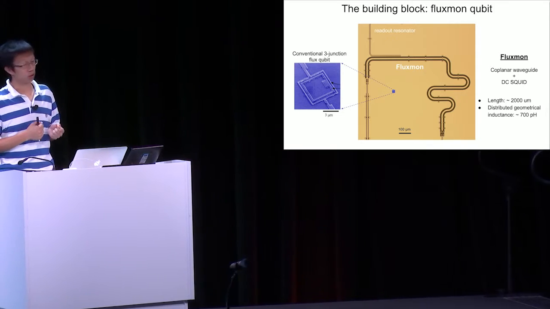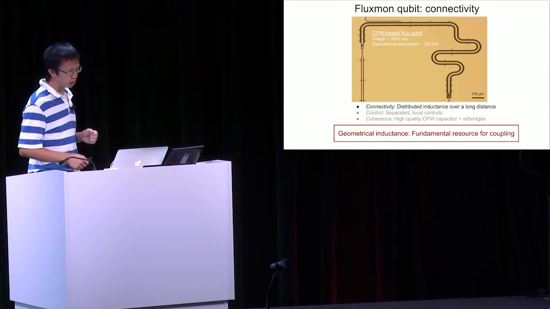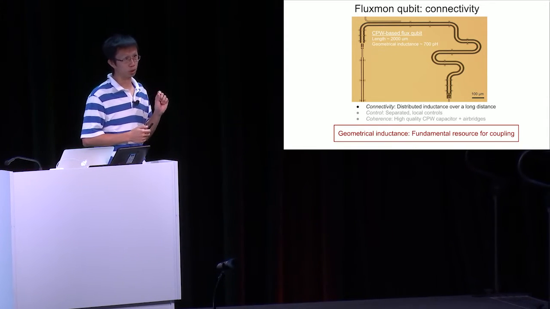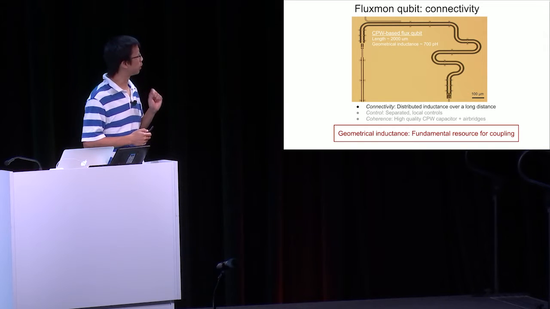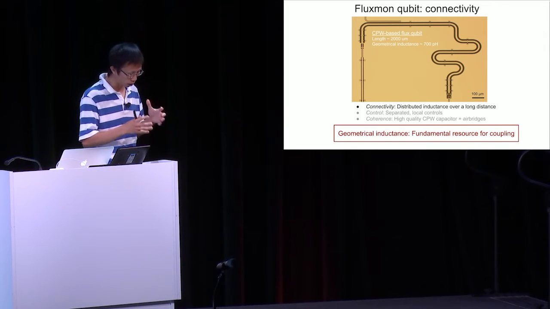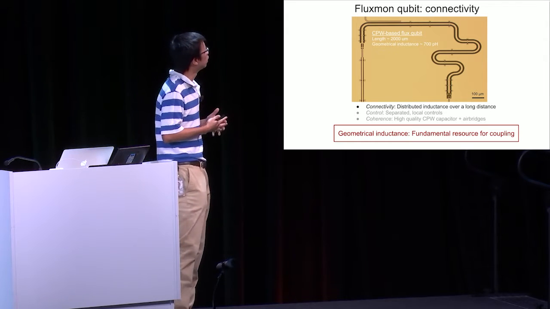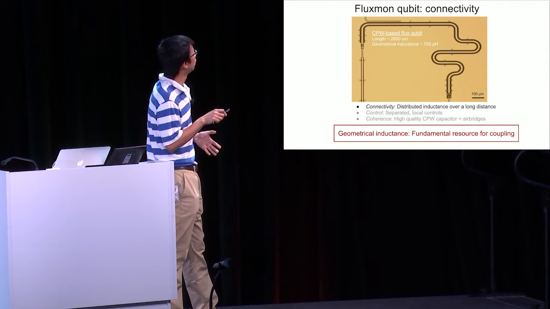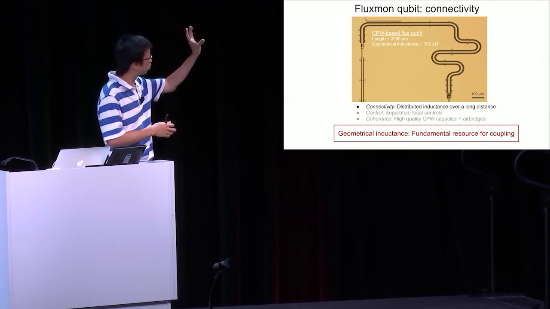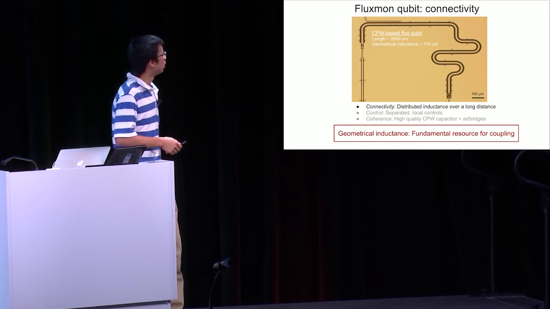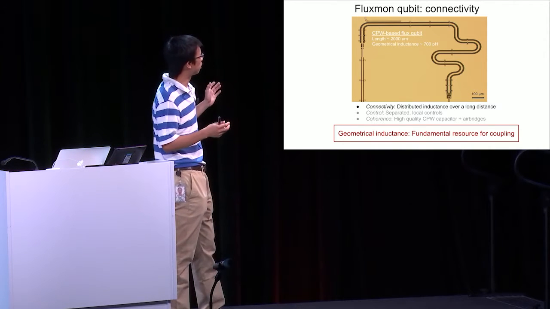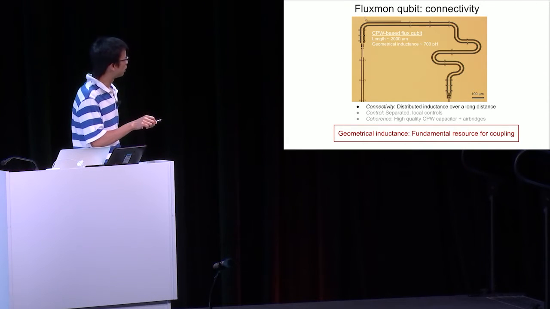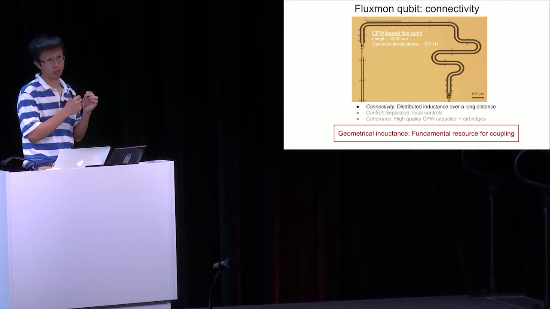So why are we building a qubit in this way? The reason is we think the number one priority in building a quantum annealer is connectivity. We really want to build something that enables us to couple many qubits together. So that's why we distribute our inductance, which is 700 picohenry, over a very long distance, which is 200 micron. You can easily see this qubit just by your eyes. Because we distribute inductance over a long distance, we have a lot of room to couple qubits together. We really believe the geometric inductance is a fundamental resource for you to couple qubits together.